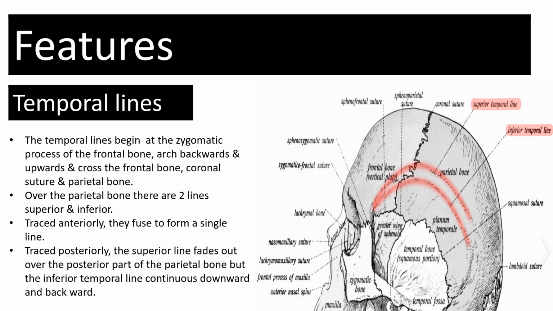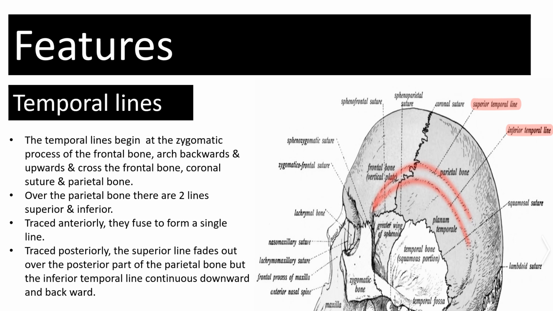So that's why we say the temporal lines begin at the zygomatic process of the frontal bone, and they arch backwards and upwards and cross the frontal bone, then the coronal suture and the parietal bone. So this is the course of these lines. First they start from the zygomatic process of the frontal bone, then they arch backwards, upwards, and cross the frontal bone, coronal suture, and the parietal bone.